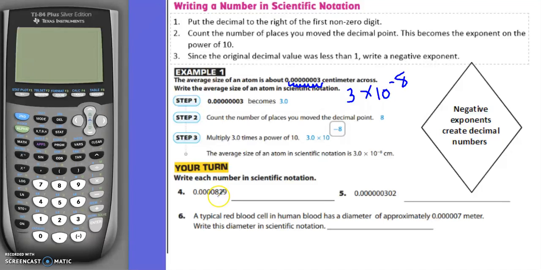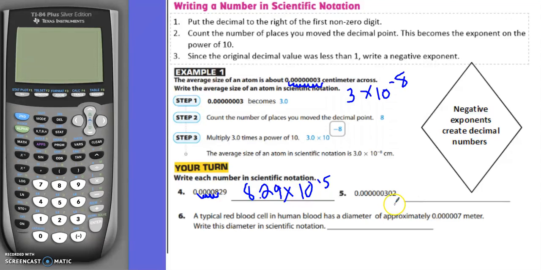The number 8, we want to go between the number 8 and 2. So we're going to have 8.29, and we need to see how many places we need to go. So we're going to start at the decimal point. We're going to count 1, 2, 3, 4, 5. So 10 to the negative 5.